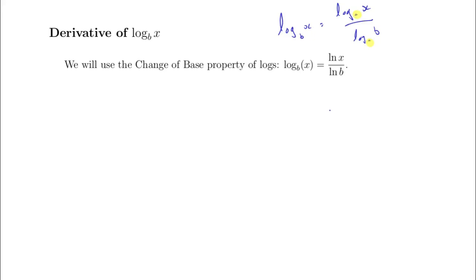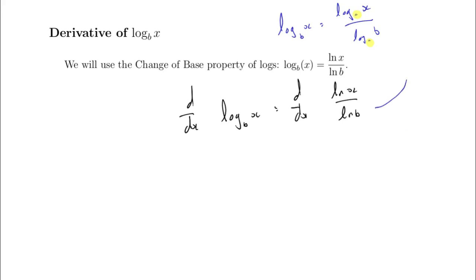Normally, we either pick 10 or e. We use either a common log or a natural log because those are the two types of logs that we typically have on a calculator or something like that. But anyways, we're going to rewrite this log base b in terms of the natural log. And now, hopefully, it's easy enough to see how to differentiate log base b of x. This is just the derivative of the natural log of x over the natural log of b.